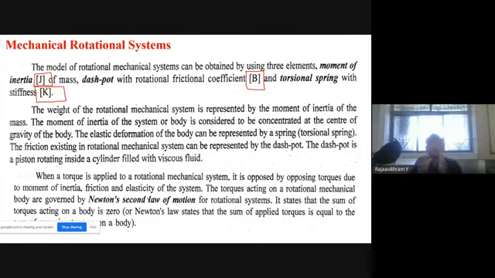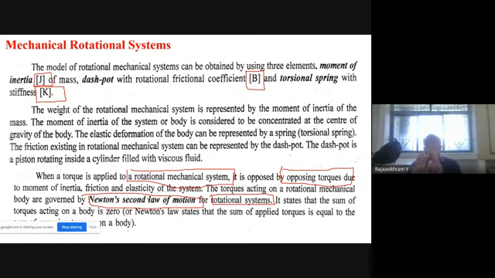Here the difference is you have to look at the torque. What is the applied torque? What is the opposing torque? There we used the symbol F, which represents force. Here, for the mechanical rotational system, it is represented by the opposing torque as well as the applied torque. The same Newton's second law of motion applies, but for a rotational system we talk about the applied torque and the opposing torque, similar to applied force and opposing force in the mechanical translational system.